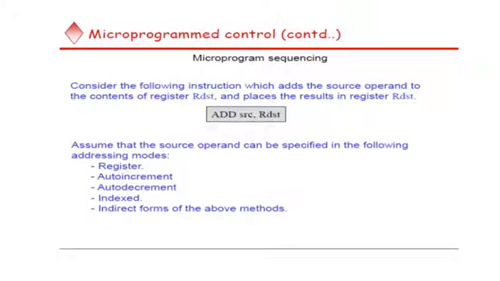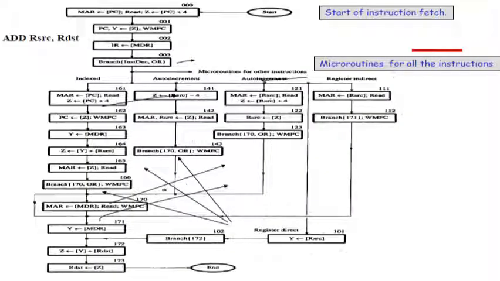Now let us discuss microprogram sequencing. Consider the following instruction, which adds the source operand to the content of a register and places the result in the destination register. Assume that the source operand can be specified in the following addressing modes: register addressing mode, auto increment, auto decrement, indexed and indirect addressing mode. A suitable microprogram is presented in flowchart form for easier understanding.